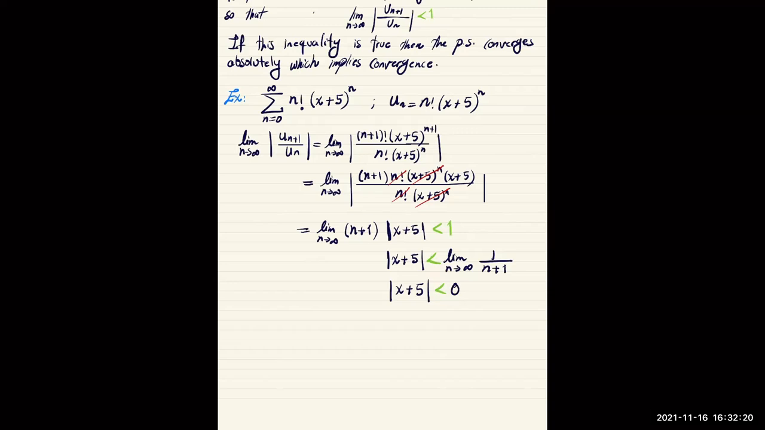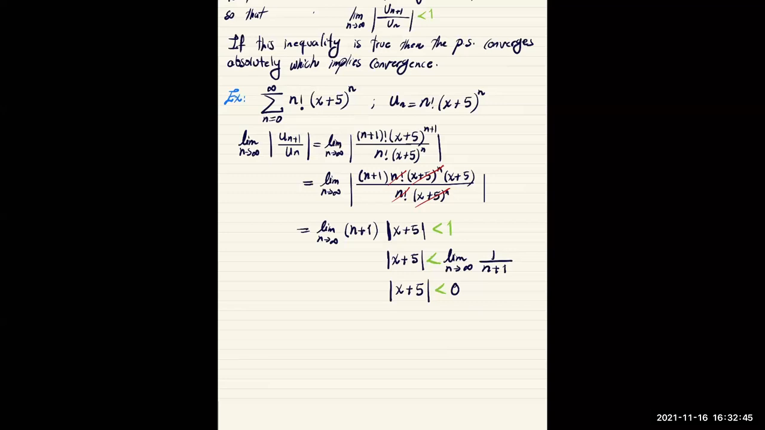So, what does this say? Think about this inequality. What does this tell us? The absolute value of x plus 5 less than 0. That's not going to exist.